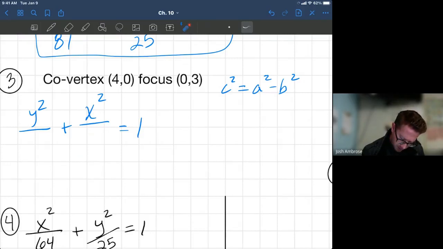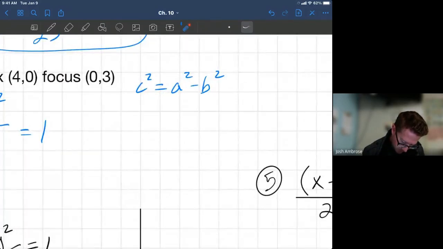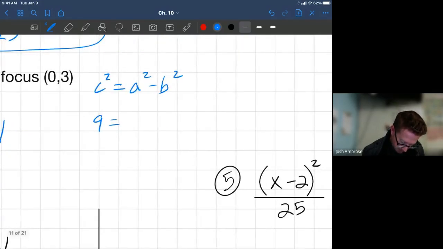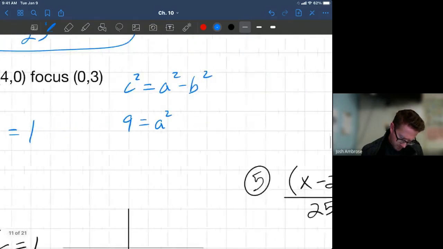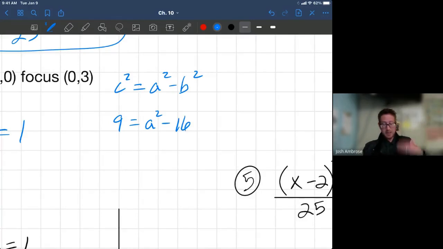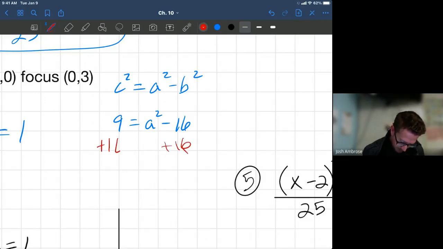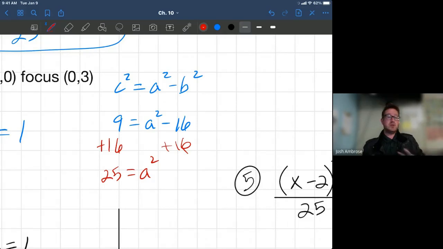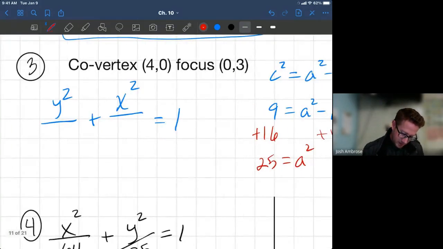So our c value, c squared, is 9. There we go, 9. And then our co-vertex, we don't know a, but our co-vertex for b, which is given as 4, we square that, that's minus 16. Solve for a squared. That means you're going to have to add 16, and you're going to get 25 equals a squared. If you look at the equation, they want the value of a squared. So you don't actually have to calculate the square root. They want a squared, and that, in fact, is what we were calculating for. 25 is a squared.